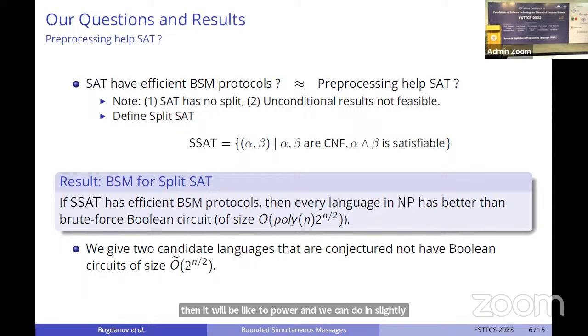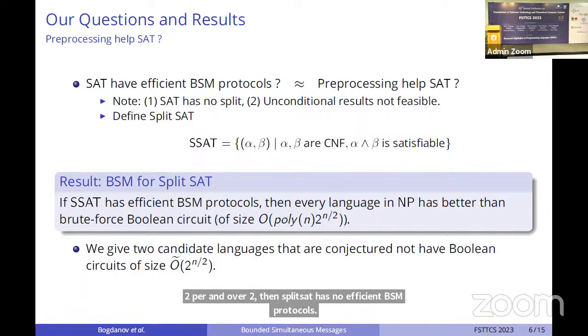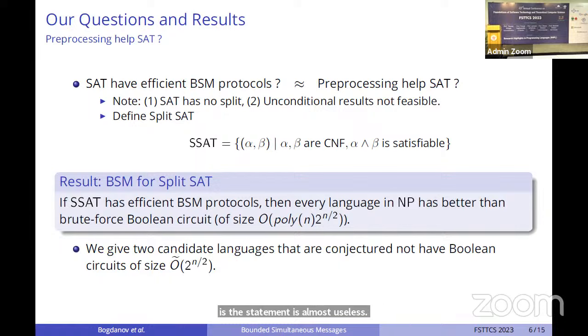Stated in the contrapositive, what it says is, if there is a language in NP for which the best that you can do is brute force, meaning the best that you can do is larger than 2 power n over 2, then split SAT has no efficient BSM protocols. So this statement is almost useless, in the sense that we do not know how to argue the other part. But we do give some evidence. There are some languages which we believe do not have Boolean circuits of size O tilde of 2 to the n over 2. We'll not get into this.